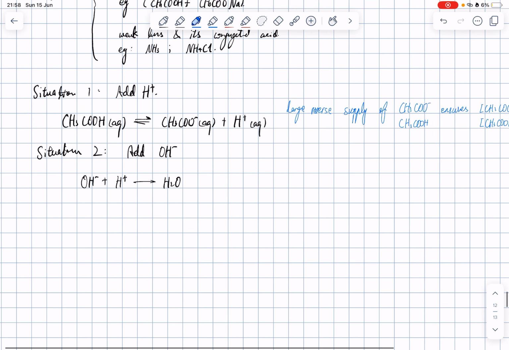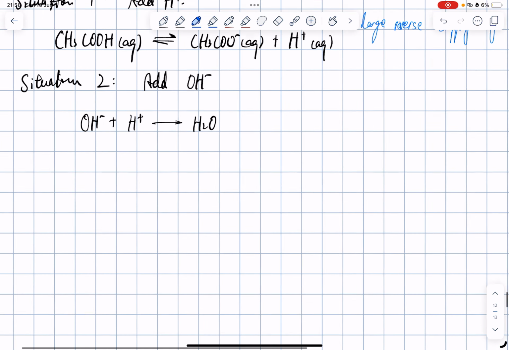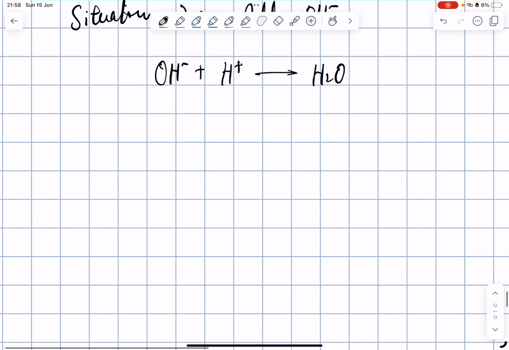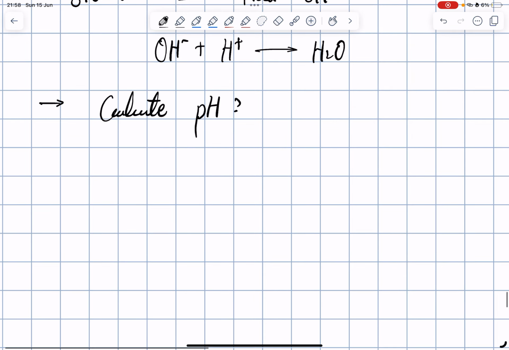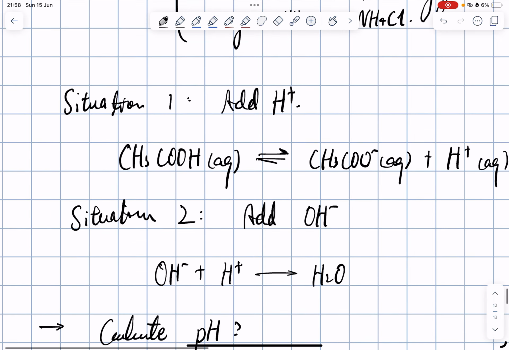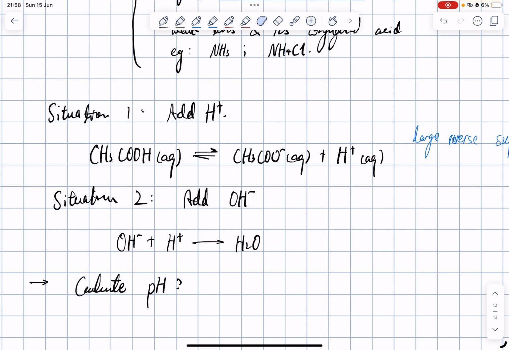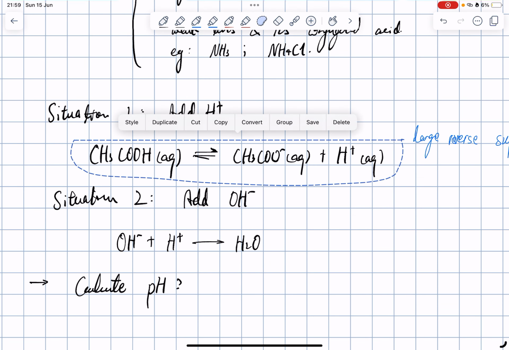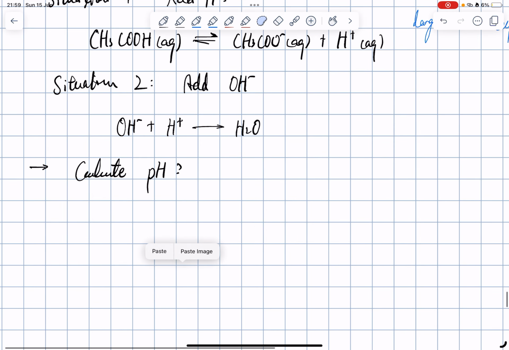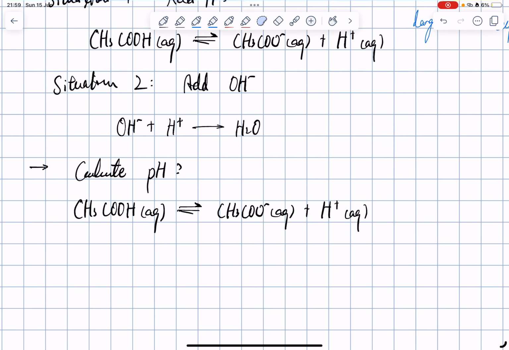And now we are calculating the pH for a buffer solution. You might be curious about that. Yeah, me too. How can we calculate pH for a buffer solution? It's actually pretty easy. I have to copy the equilibrium here. Copy, paste. Okay, here we got it.